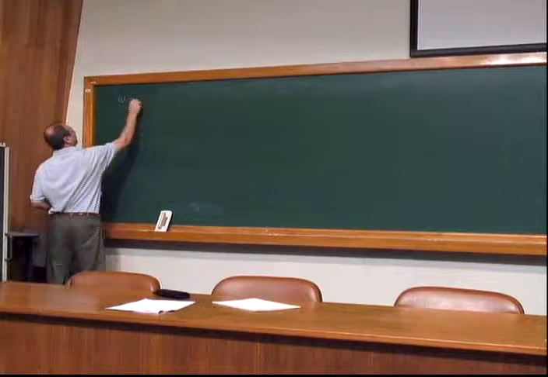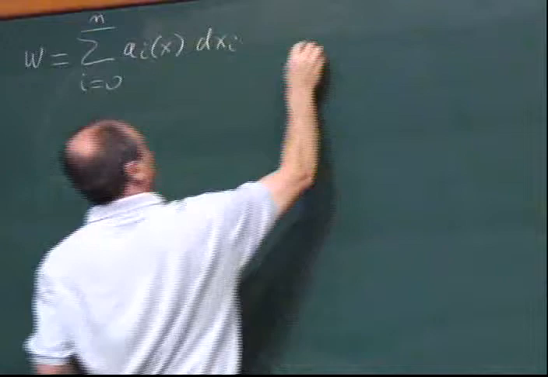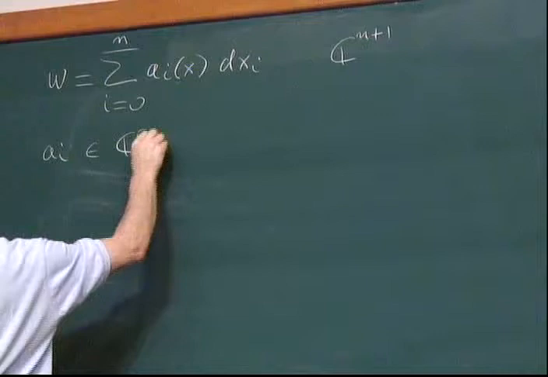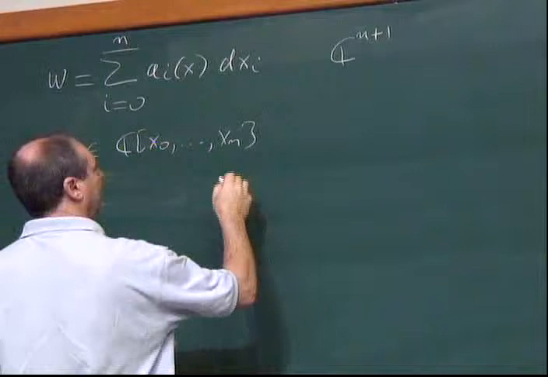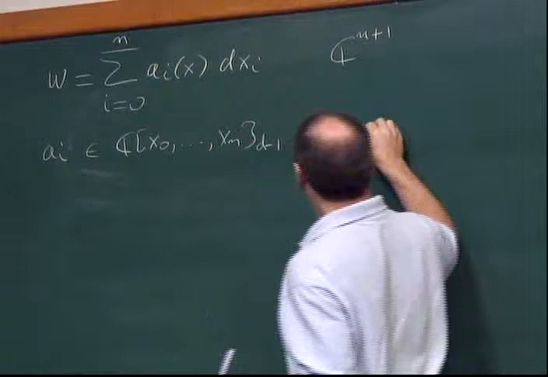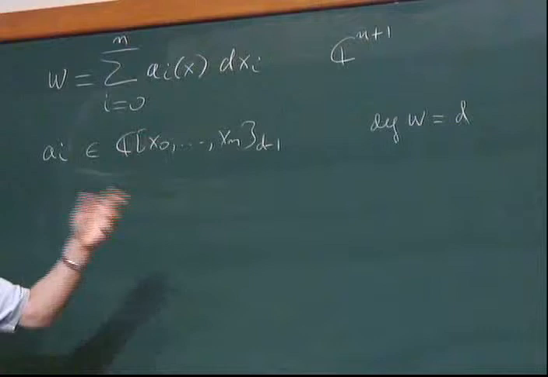Let me start by writing down a differential form. We will work with differential one forms in C^(n+1). The a_i are polynomials. They will all be homogeneous of the same degree. The degree I will denote d minus 1, so that omega will have degree d. For the degree of omega, I'm counting the d of x_i. So the total degree of omega as a one form, I will call it d.